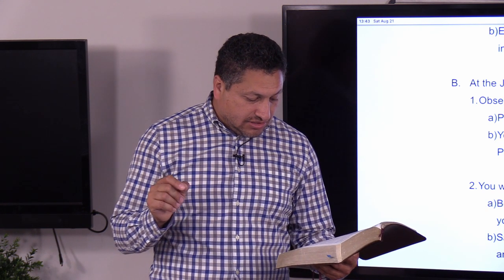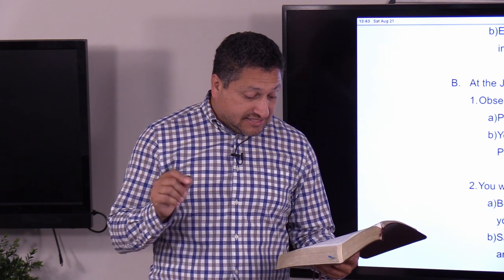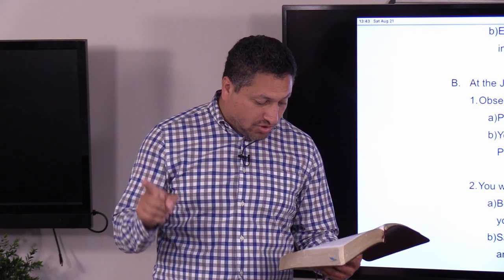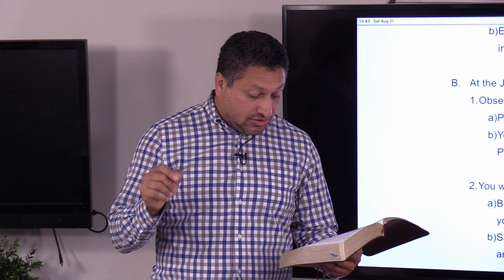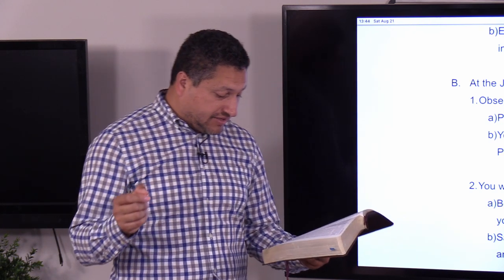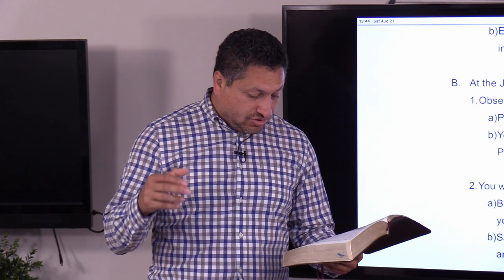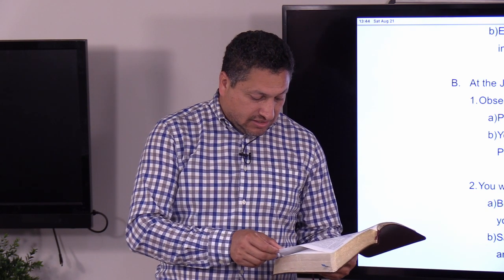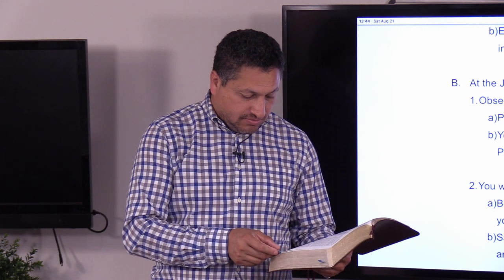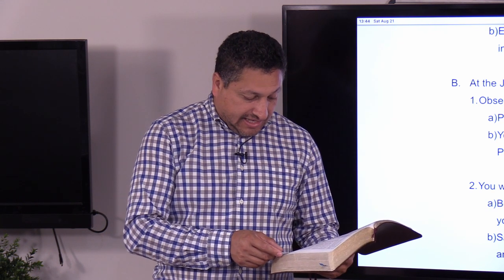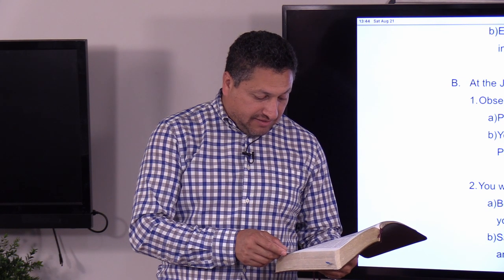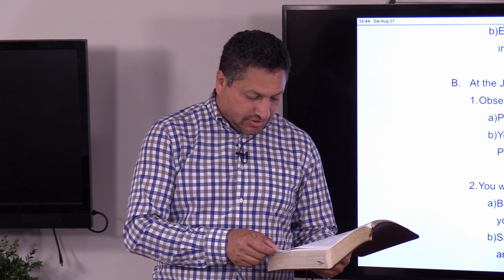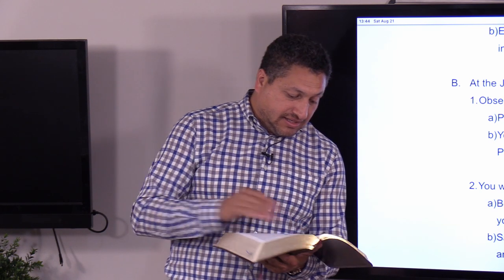Six days you shall labor and do all your work, but the seventh day is the Sabbath of the Lord your God. In it you shall do no work, you, nor your son, nor your daughter, nor your male servant, or your female servant, nor your cattle, nor your stranger who is within your gates, that your male servant and your female servant may rest as well as you. And remember that you were a slave in the land of Egypt, and the Lord your God brought you out from there by a mighty hand.